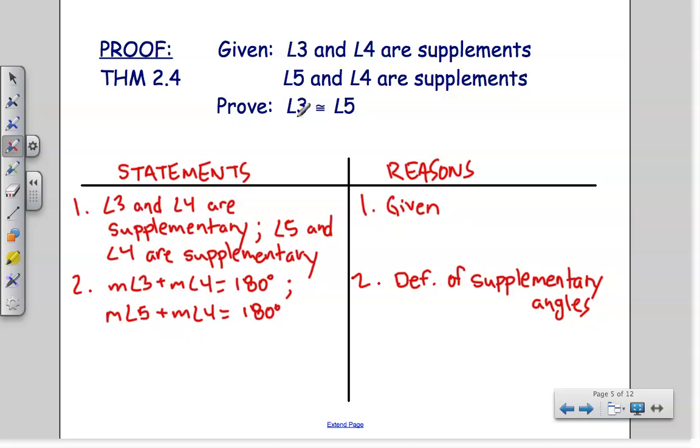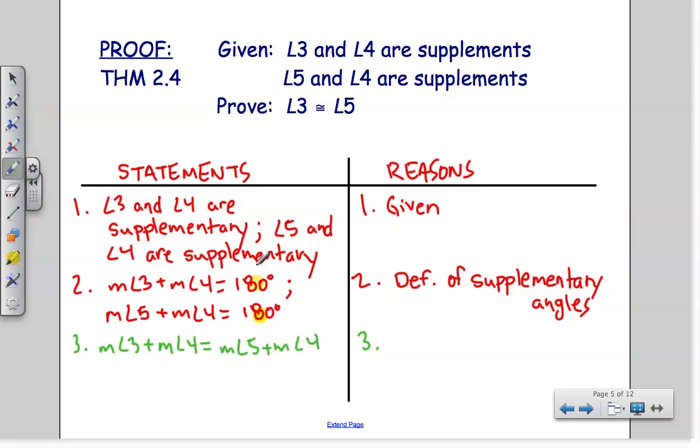Now remember how we're trying to prove angles 3 and 5 are congruent? Well, look, 3 and 4 add to 180, 5 and 4 add to 180. Now, if both of these things equal 180, then they have to be equal to each other. So I know that the measure of angle 3 plus the measure of angle 4 would have to be the same as the measure of angle 5 plus the measure of angle 4 because they both were equal to 180, so they're equal to each other.